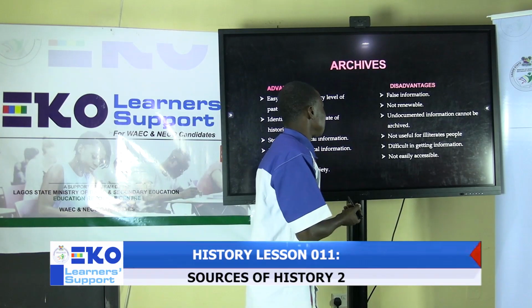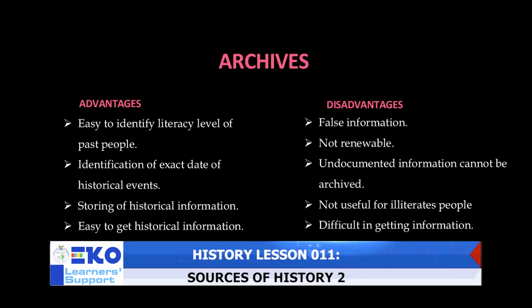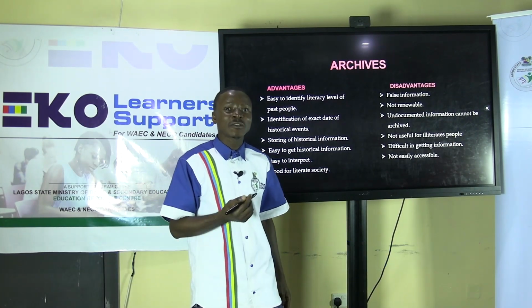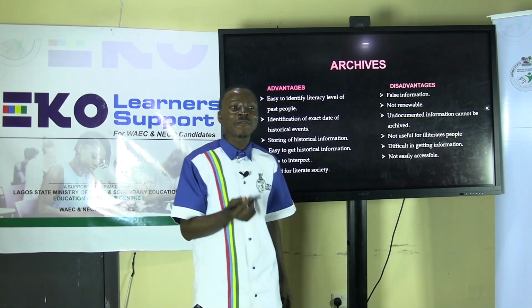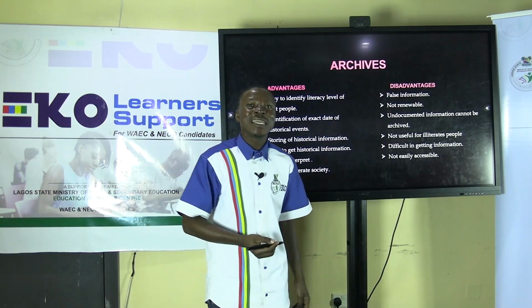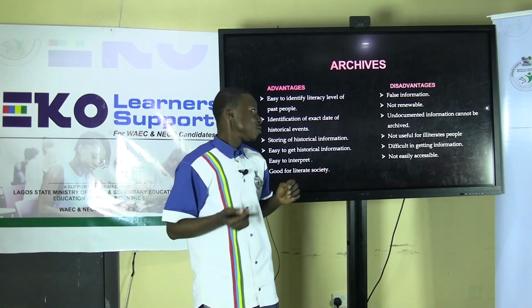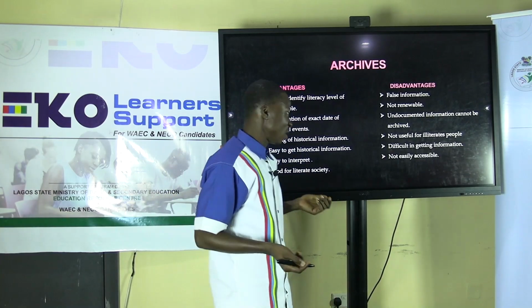The first one is not renewable. Any information kept in archives is not renewable. Even if it is discovered that there is erroneous information in those materials or documents, it cannot be corrected. It just has to be left the way it is. So it is not correctable and it is not renewable.